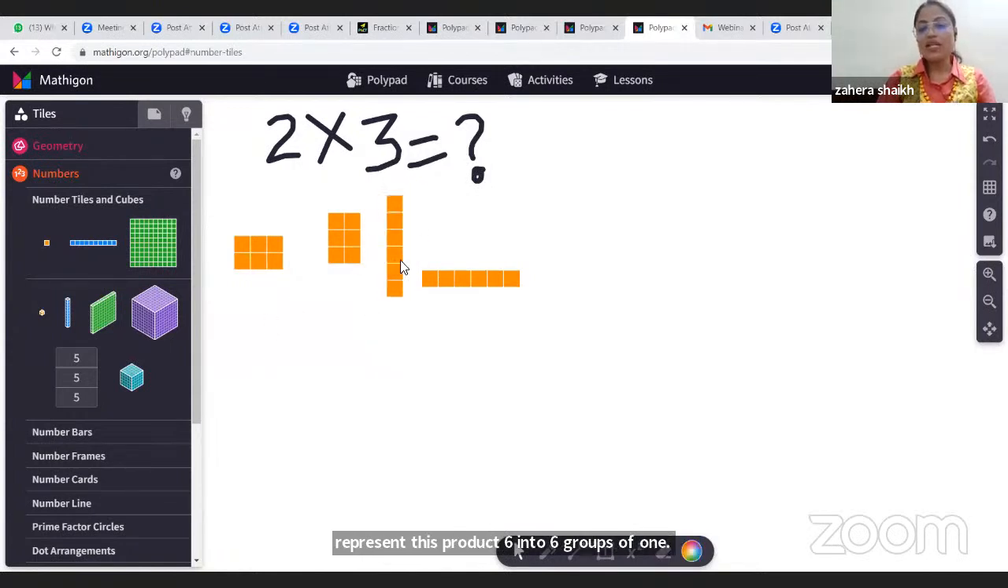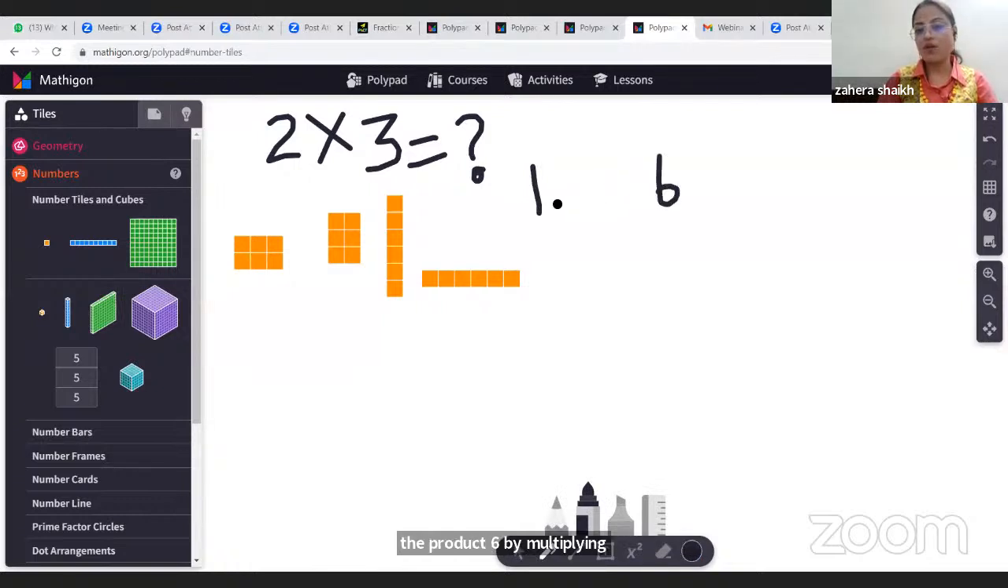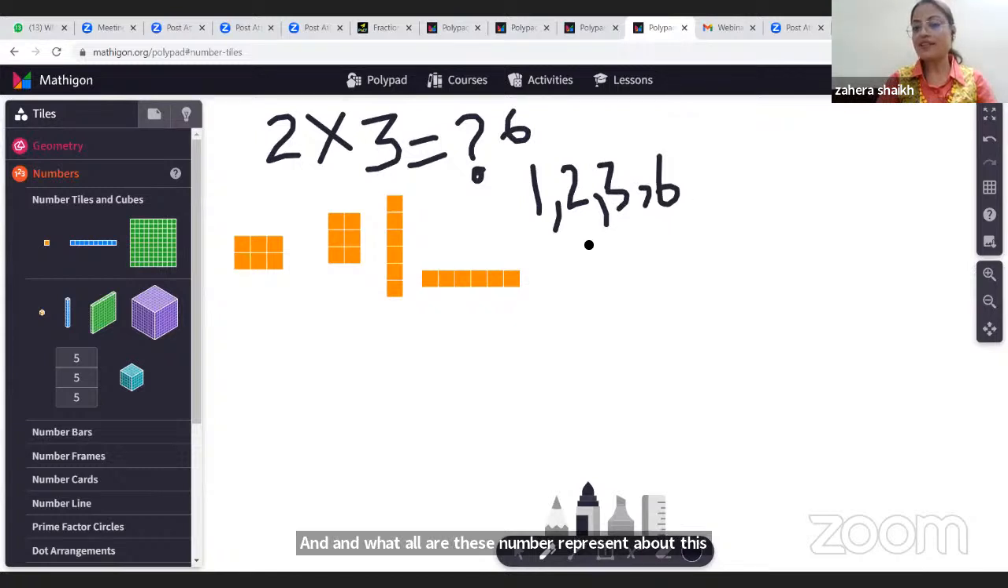So what all groups can I make of this number 6? I can get the product 6 by multiplying 1 times 6, or 6 times 1, or 2 times 3, or 3 times 2, right? And what do all these numbers represent about this product 6? These are nothing but the factors of 6.